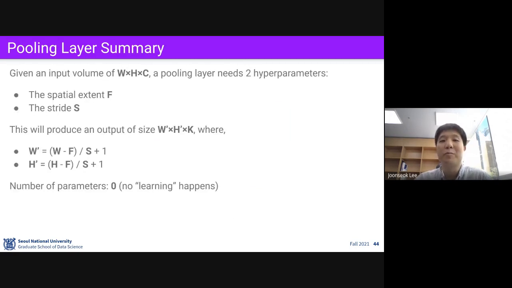So here's the summary. When you have an input of width times height times number of channels, the pooling layer needs 2 hyperparameters, which are the filter size, or what we call the spatial extent here, and the stride. With just these 2 things, we can compute the output size using this formula. An important thing here: the number of parameters of a pooling layer is 0, because this is a deterministic function. We're just taking the average or max. We don't learn anything from the data. Given some input matrix, we just compute using the deterministic function, and it outputs. So again, the number of parameters of a pooling layer is always 0, regardless of these hyperparameters. Okay?